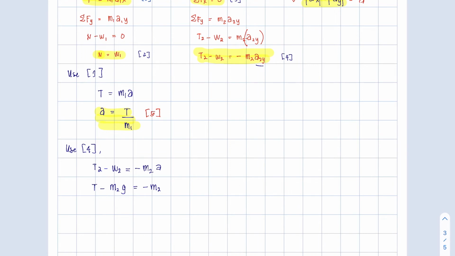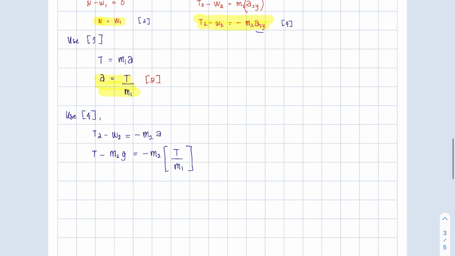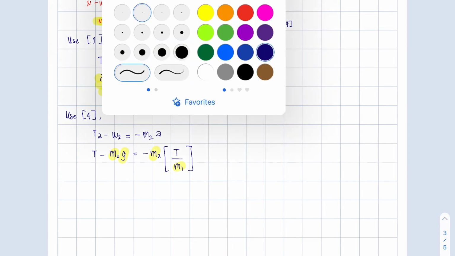And from our equation 5, I will substitute the expression for acceleration, which is just T divided by m1. So that is now my equation that I'm going to work with. Let's investigate first if this will be a viable equation. Take note, mass 2 is given, g is a constant, m1 is given, therefore I only have one unknown. This is a good sign that I have one unknown there. Therefore, we can get the answer from this.